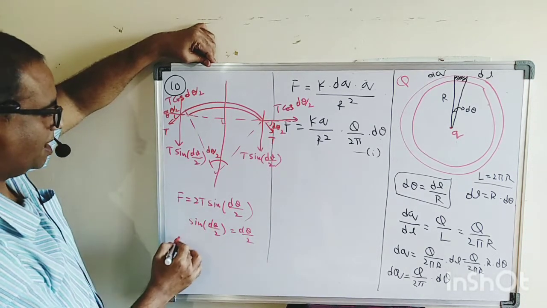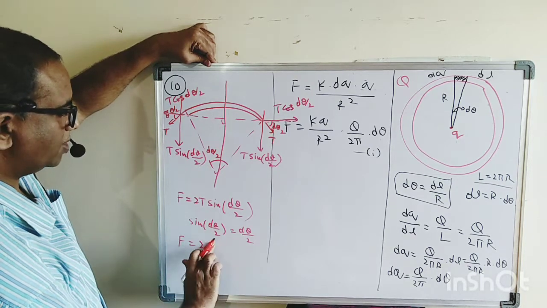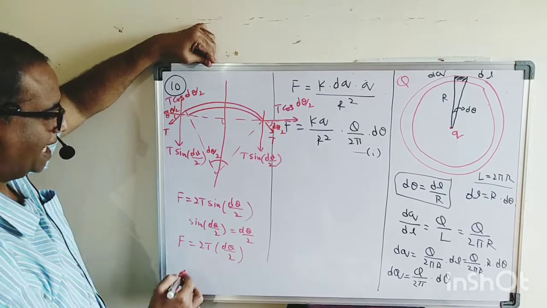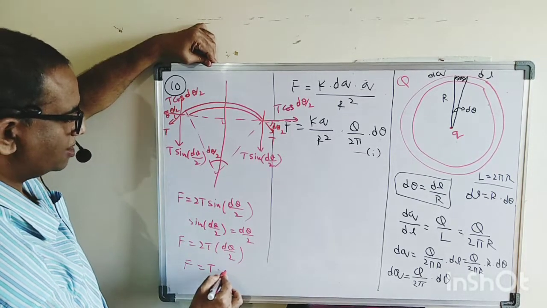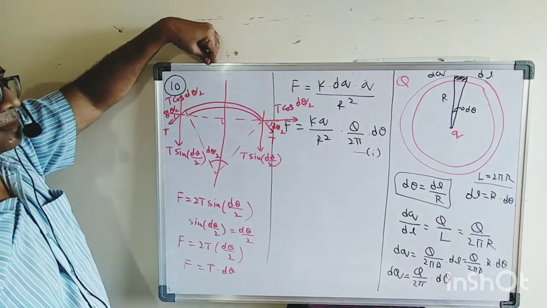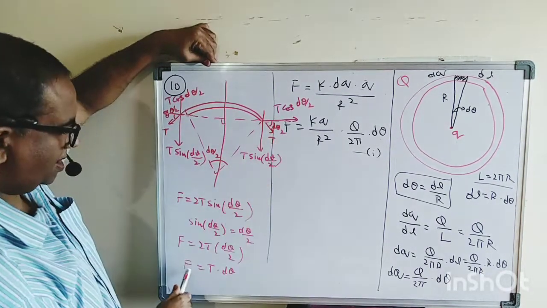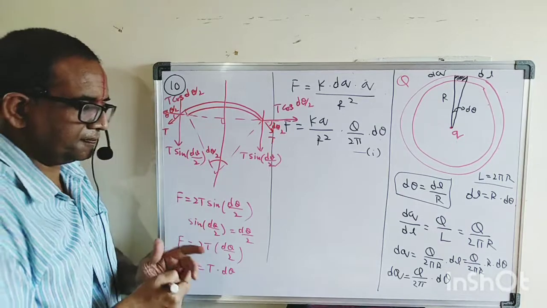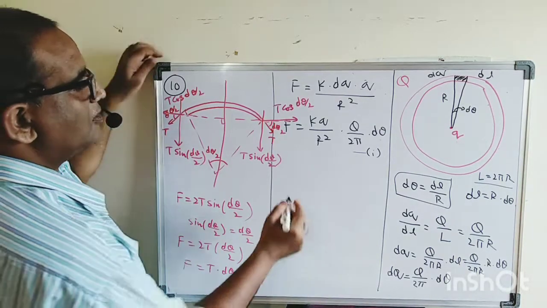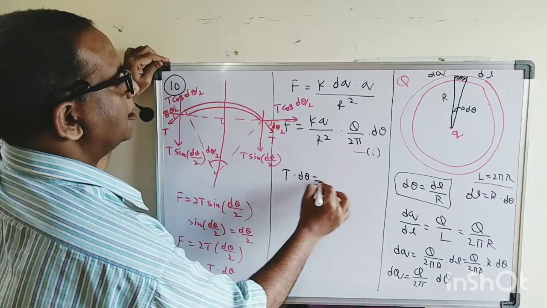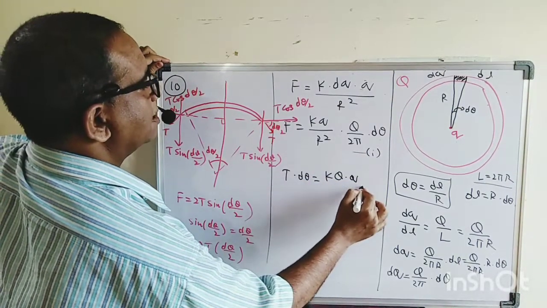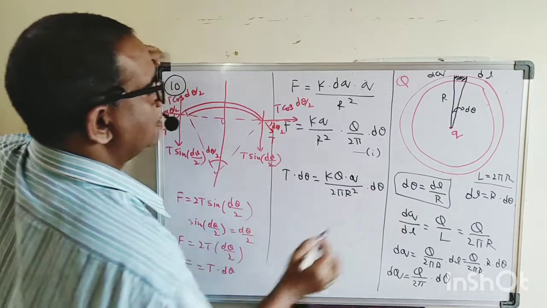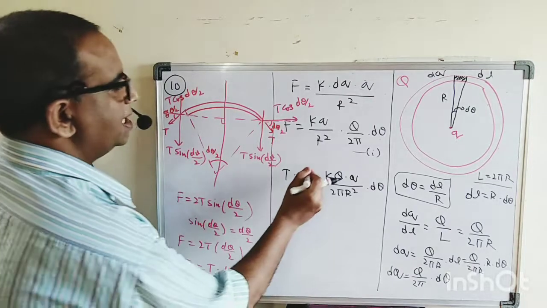Let us substitute that here. Therefore, what is the force here? 2T into d theta by 2. Therefore the 2 gets cancelled. So the force is equal to T into d theta. Now we got the force, so in the place of force, let us substitute that here. Observe carefully: force is equal to T d theta is equal to kq by 2 pi r square into d theta. Therefore you can cancel d theta and d theta.